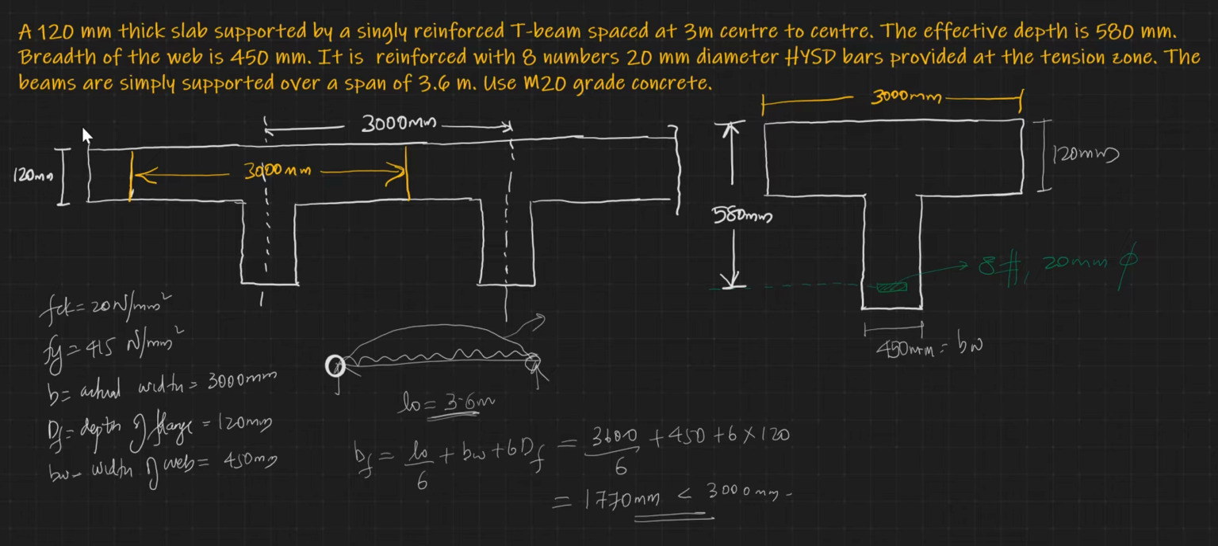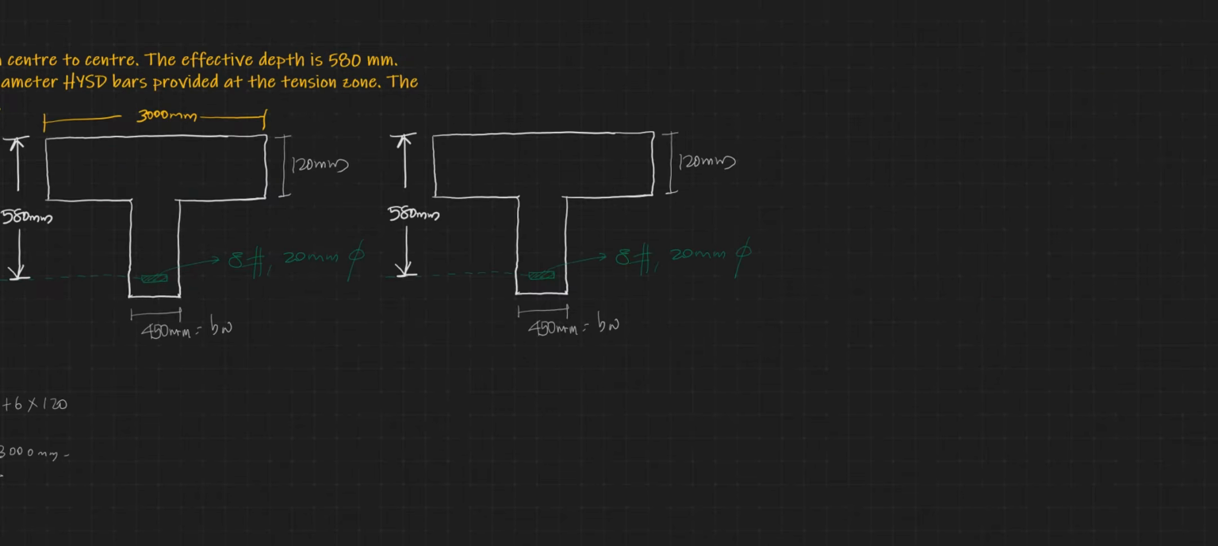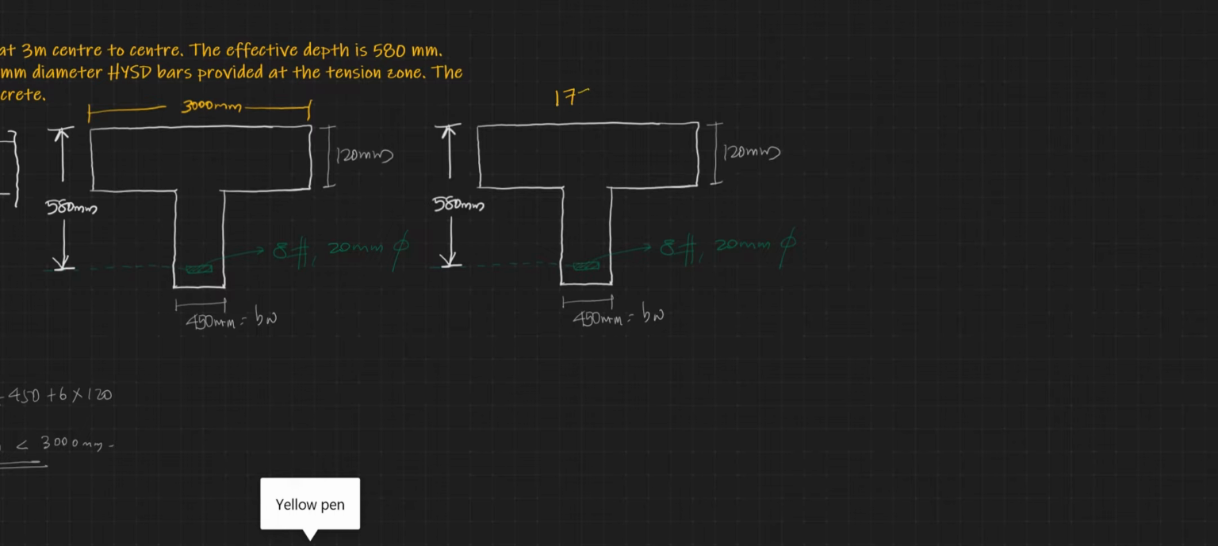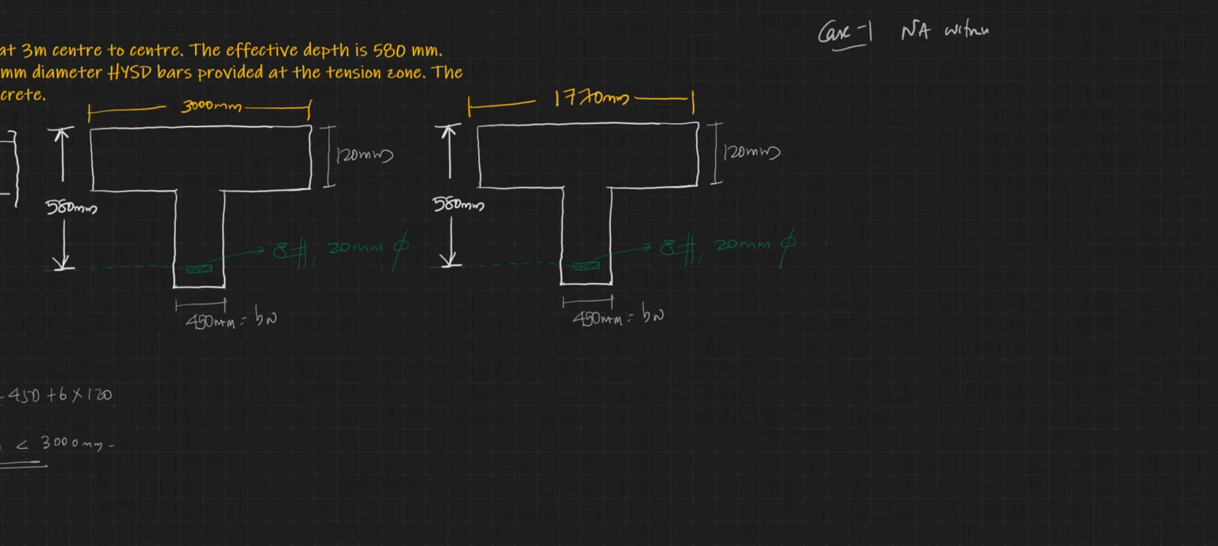Hence it is okay. So from now onwards I will be taking this effective width value, that is 1770 mm, as the width for my calculation purpose. So we will take the first assumption, that is, we will assume case 1, that is neutral axis within the flange, that is XU less than DF. We will start with this assumption.